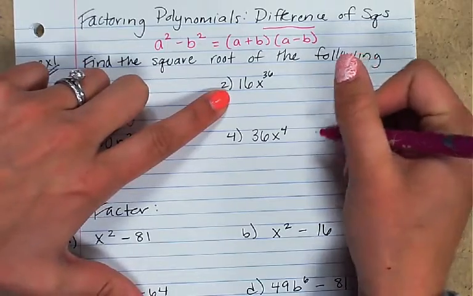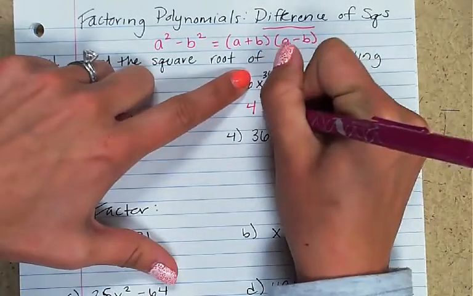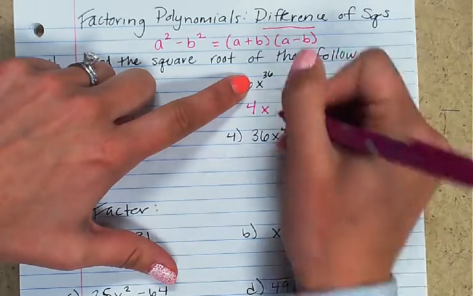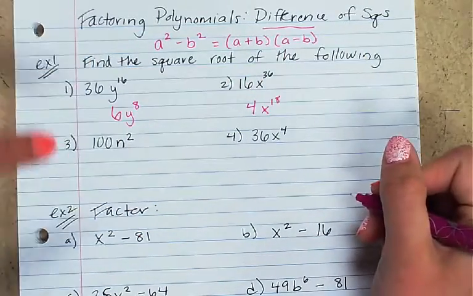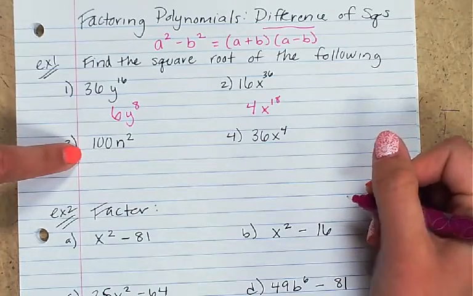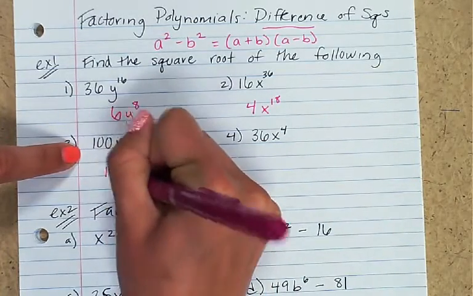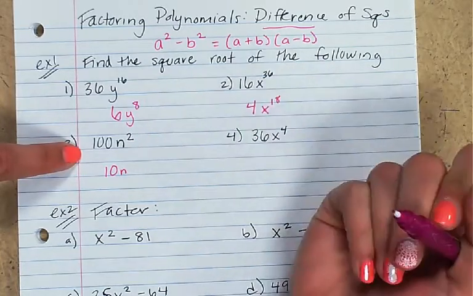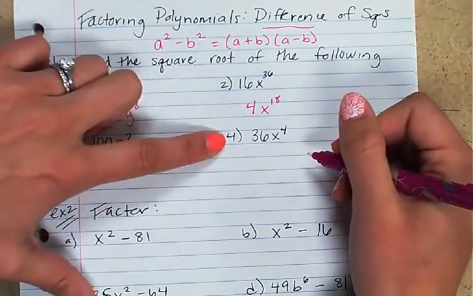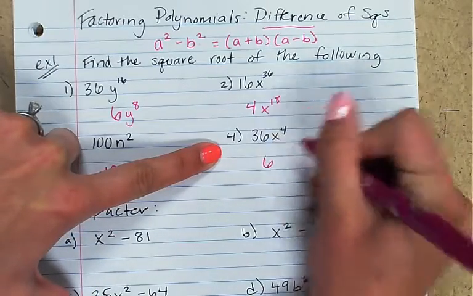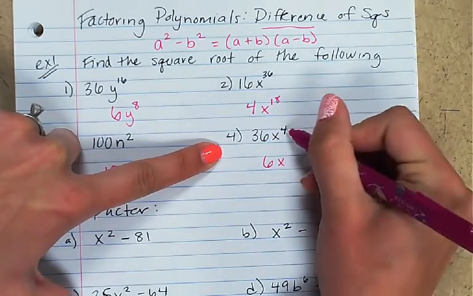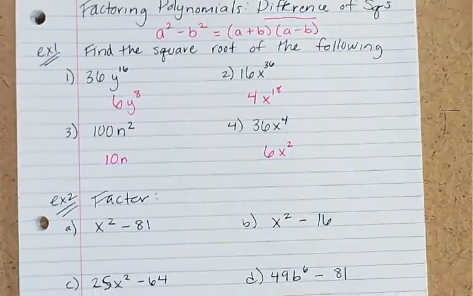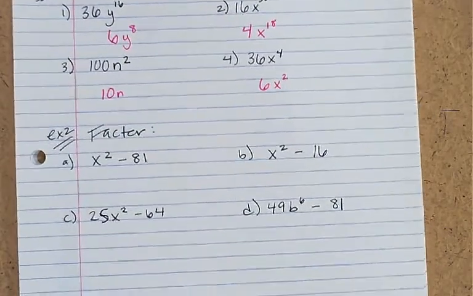Looking at this one, the square root of 16 is 4. And to square root x to the 36th power, I just divide the 36 by 2, which is 18. On this one, the square root of 100n squared, the square root of 100 is 10. And if I square root n squared, 2 divided by 2 is just 1, so it's just 10n there. And lastly, the square root of 36 is 6, and the square root of x to the 4th, divide that 4 by 2, and we get 2, so 6x squared.